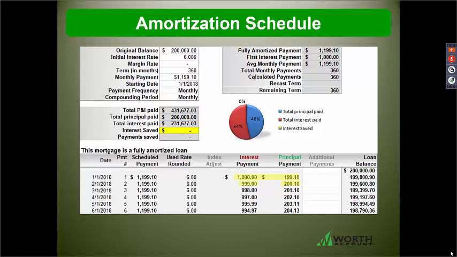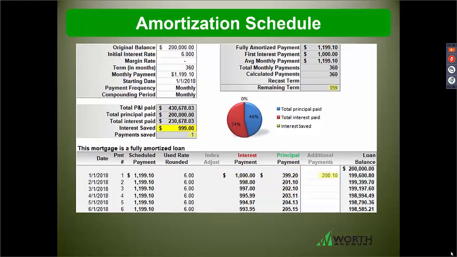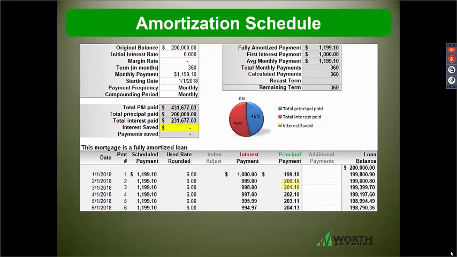What if we took that extra $200 in month 2 and paid it in month 1? What would that do? Well, let's take a look at the amortization schedule and see what happens. We put that $200.10 on our first month's payment, and we save $999 in interest, and we have 359 months left to go. Let's look at this a little bit differently.